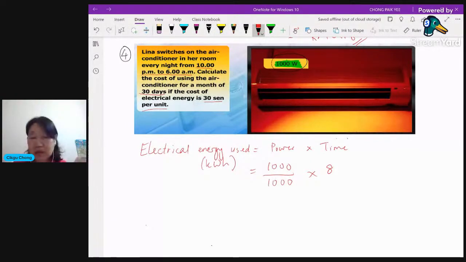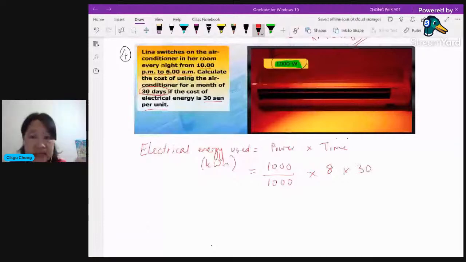Okay, so the question asks you for what? 30 days. So directly add times in another 30. That means you calculate for one whole month. When you times 30 here, it means you're calculating for one whole month. Every day, no fail, you switch on your aircon from 10 at night to 6 a.m. in the morning for 8 hours every day for 30 days. So that's why you times 30 here.